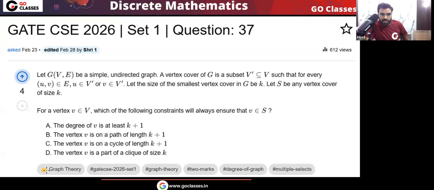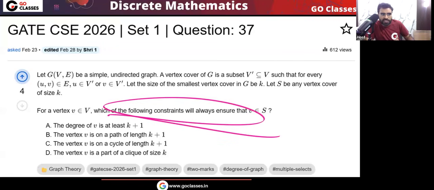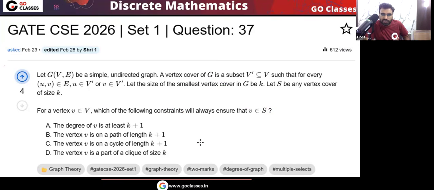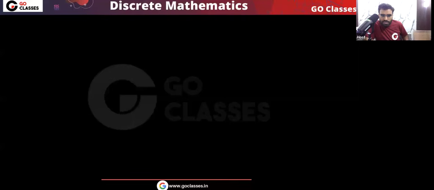So remember, in this question, which of the following conditions will always guarantee that vertex V will belong to every smallest vertex cover? So yes, option A, this condition will guarantee that this vertex V belongs to every smallest vertex cover. Okay. What about options B, C, D? For these options B, C, D, you can easily find a counter example. Very easy. See the counter example for option B.